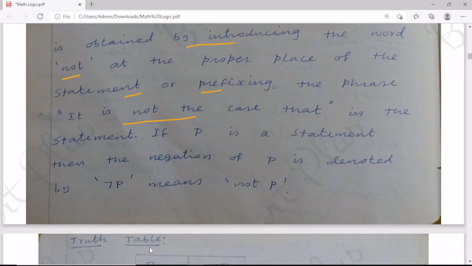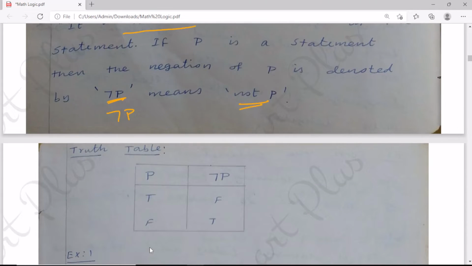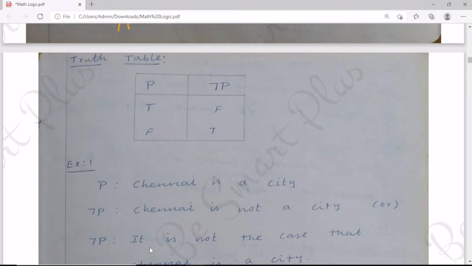Suppose P is a statement, then the negation of P is denoted like this, that is, negation of P, which means not P. Let me show you the truth table for not P. Here we have only one variable P, so we have two possibilities. Either it may be true or false. If it is true, its negation is not true, which means false. If it is false, its negation is true. That is the opposite: if it is true, then false; if false, then true.